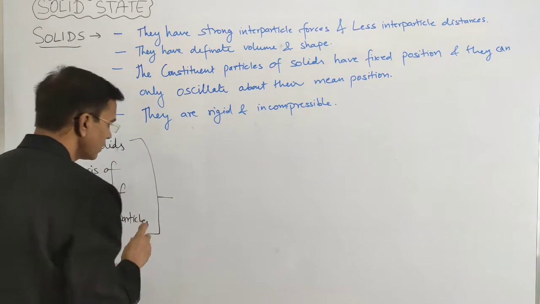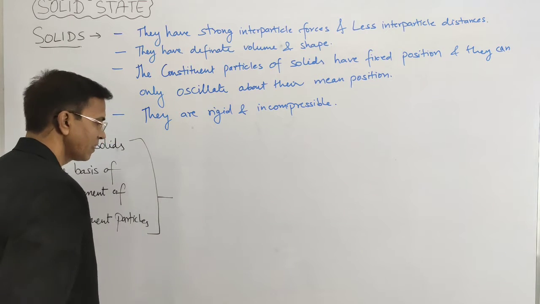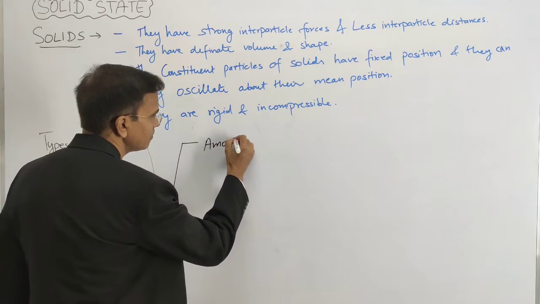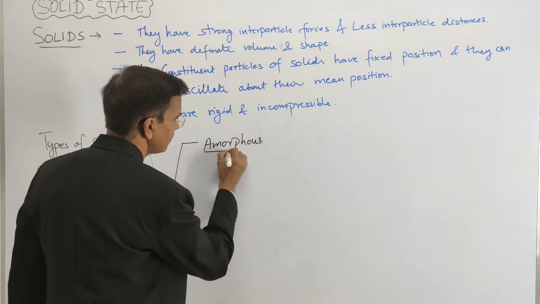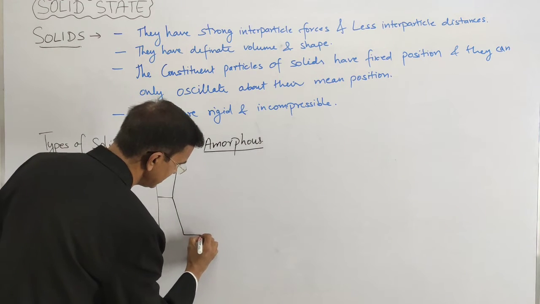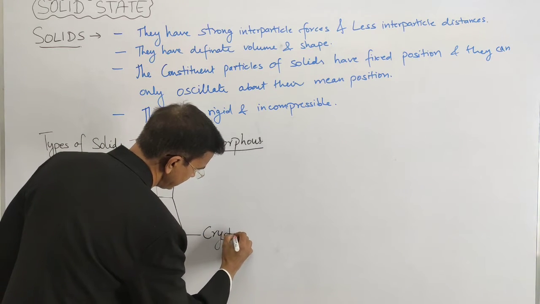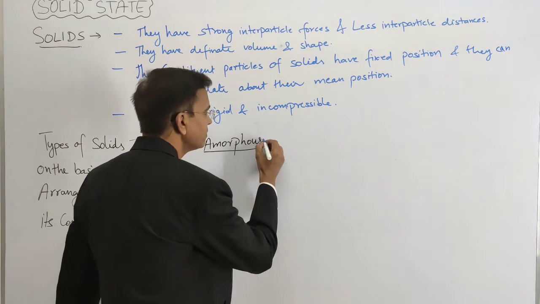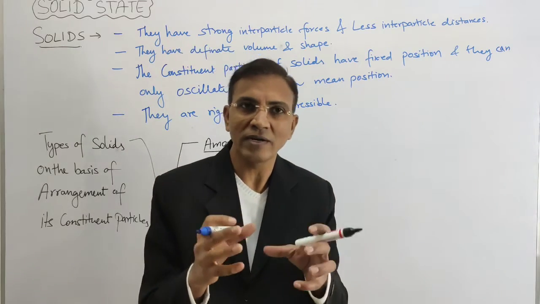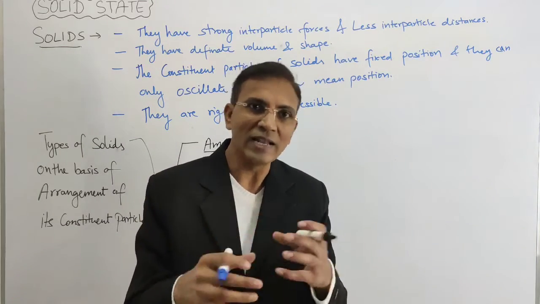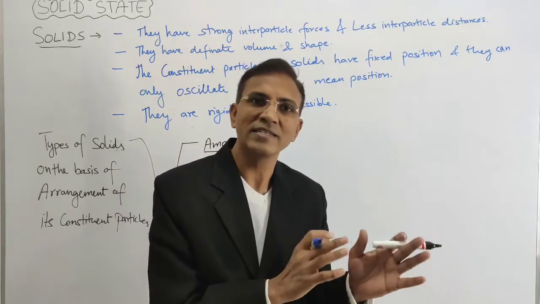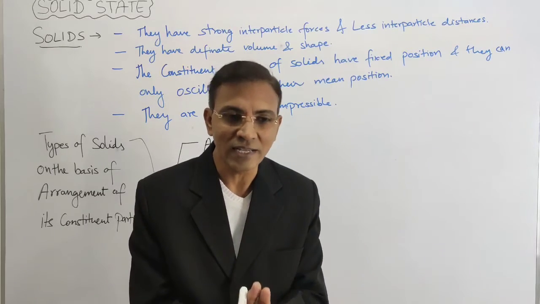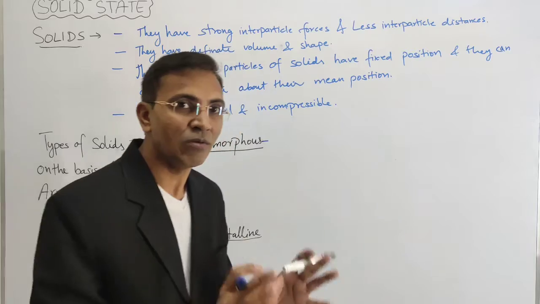So here, the first is amorphous and the second is crystalline. Amorphous is that in which the constituent particles are randomly arranged, means not present in a regular pattern, while in case of crystalline solids the constituent particles are arranged in a regular pattern, a regular arrangement.